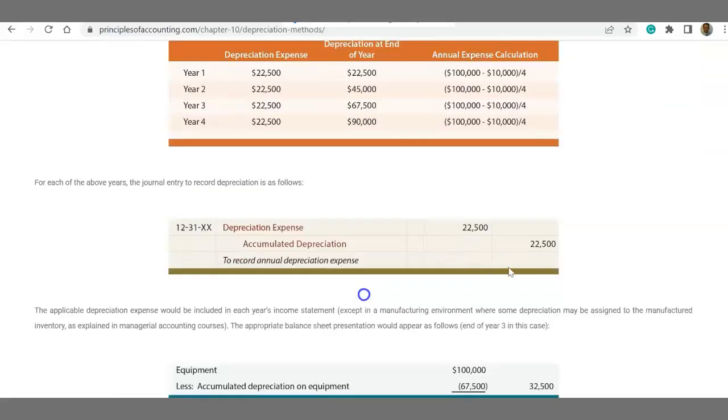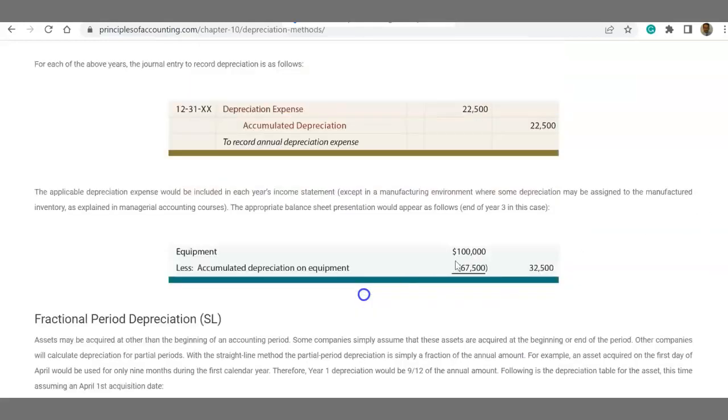And this is how you journalize the depreciation expense, which you know already. Depreciation expense will be debit, and accumulated depreciation will be credited. And the book value for the equipment after a few years, if you have, let's say in this example, some accumulated depreciation, then your book value will be, let's say, 32,500, after, let's say, 30 years of depreciation.